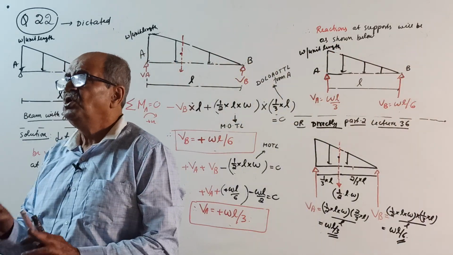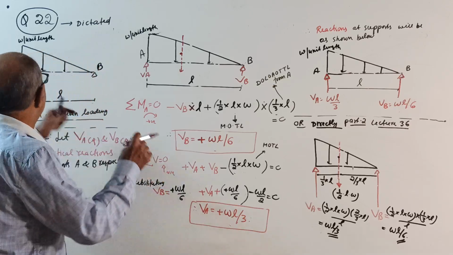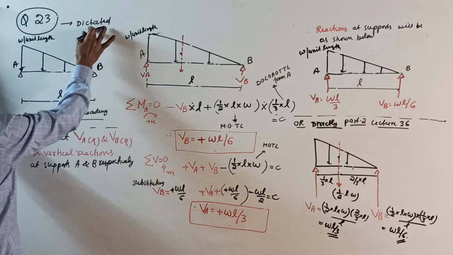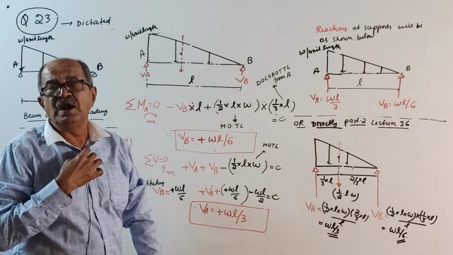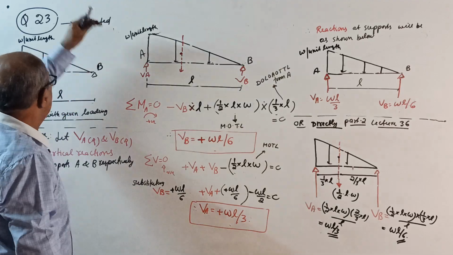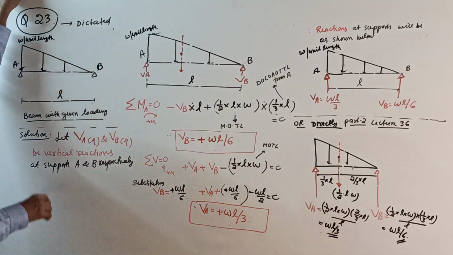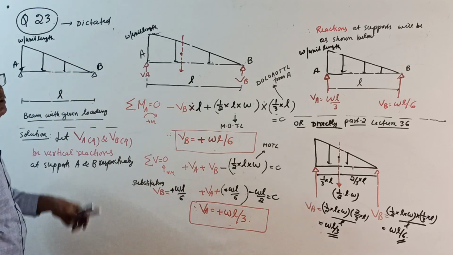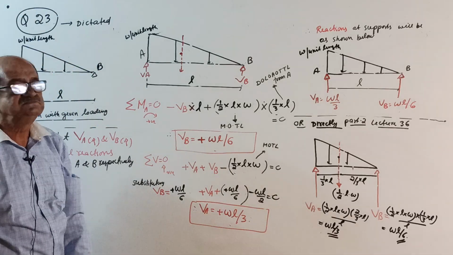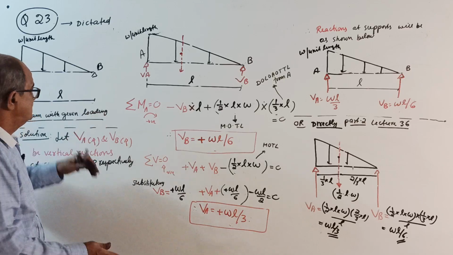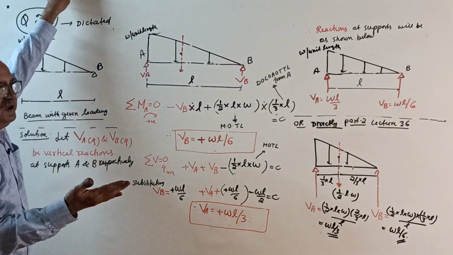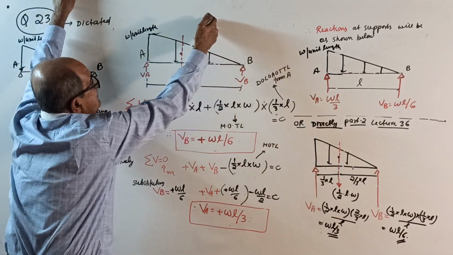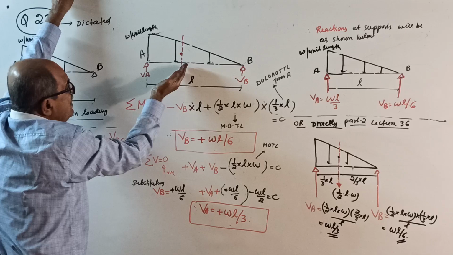Question number 21, 22, 23. I should be careful. 23. A simply supported beam of span L is loaded by uniformly varying load of intensity 0 at right end and maximum of W per unit length at the left end. Find support reactions. This is all the same. The only change is, see, last time it was this way. The resultant line of action was here. Now it is this side.